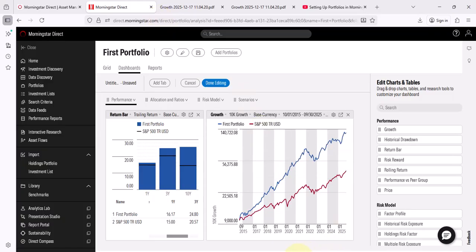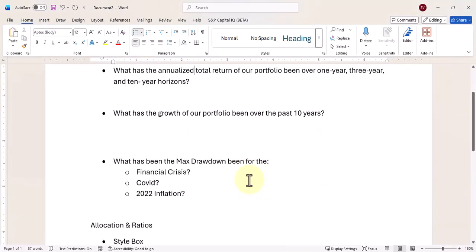So we've answered that second question. Finally, what has been the max drawdown for the financial crisis, for COVID, and for 2022 inflation? This is an important thing to look at if we have to draw money out of our portfolio for costs that we incur year to year, or for an investor investing for retirement who needs to pull money out every year, or you're investing for an institution that needs regular cash withdrawals.